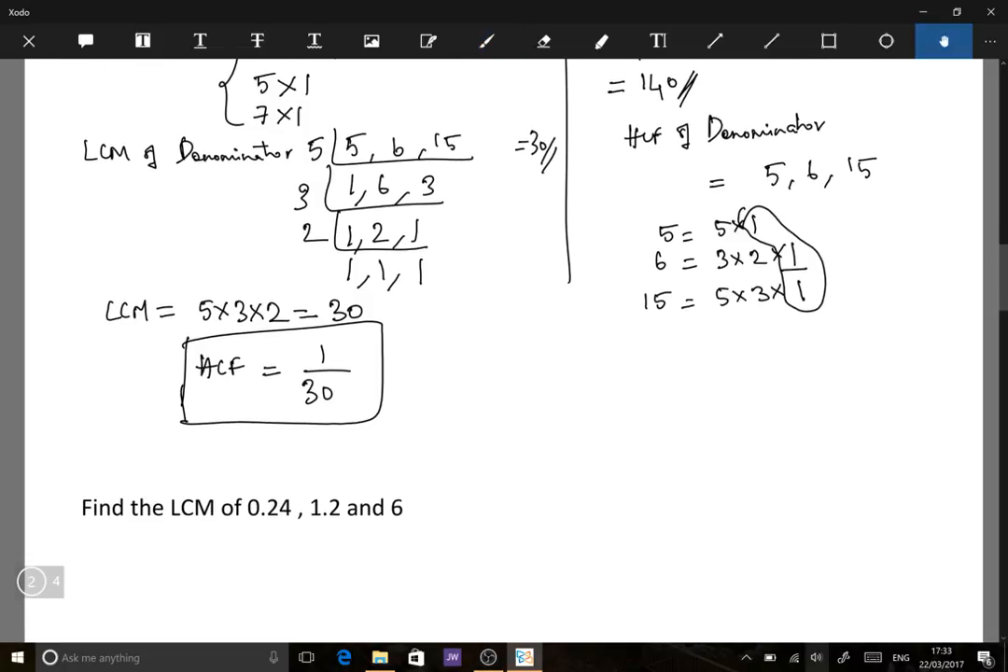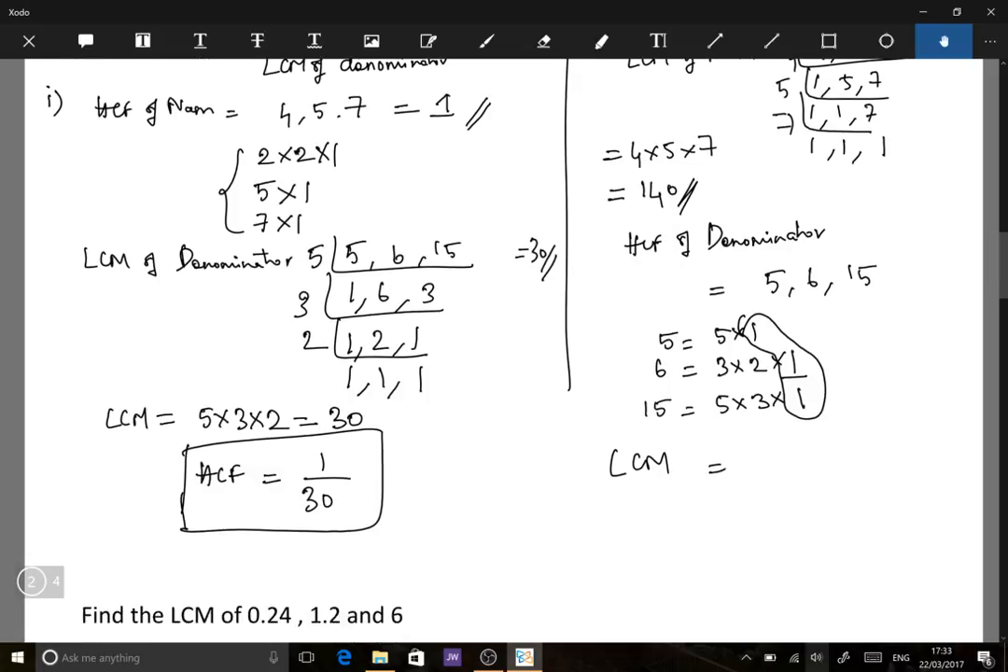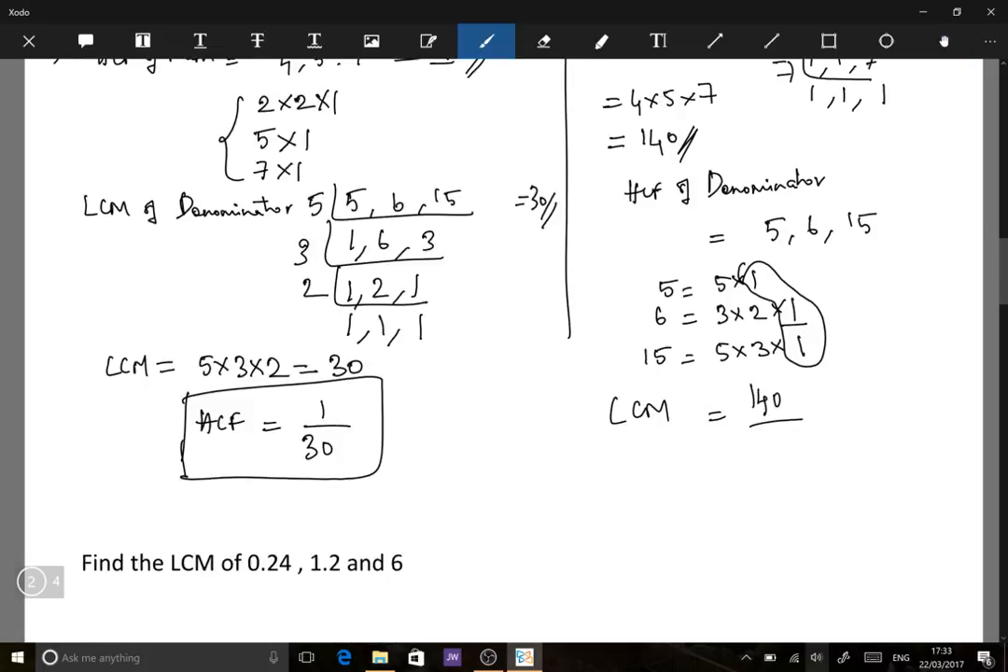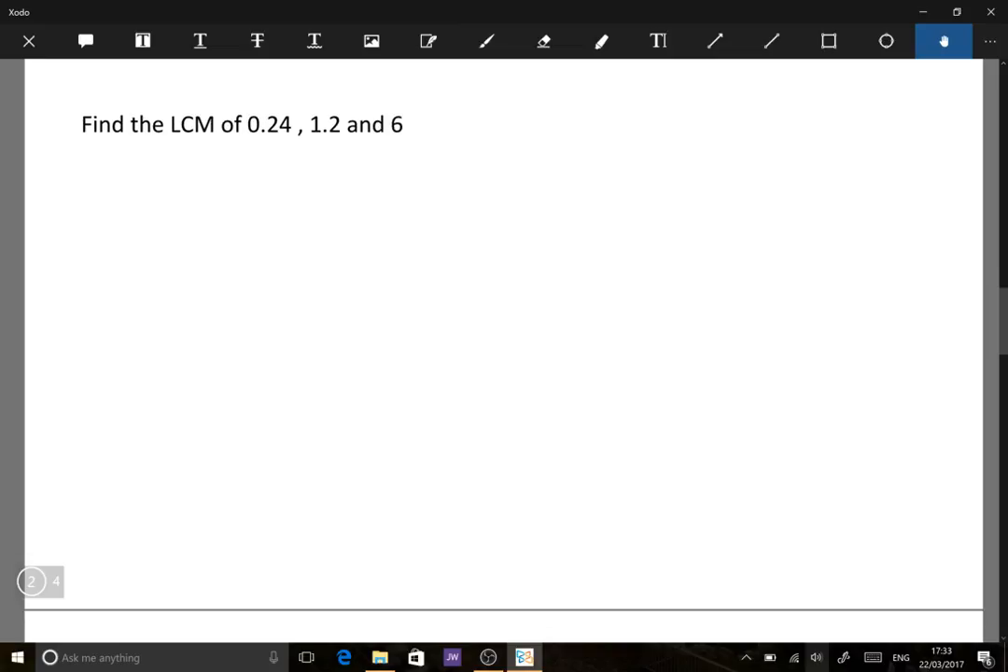So what is the answer? LCM is LCM of numerator, 140, by HCF of denominator, which is 1. So the answer is 140. Okay, so it is easy, right? Finding HCF and LCM. Now we'll go for the decimals type.